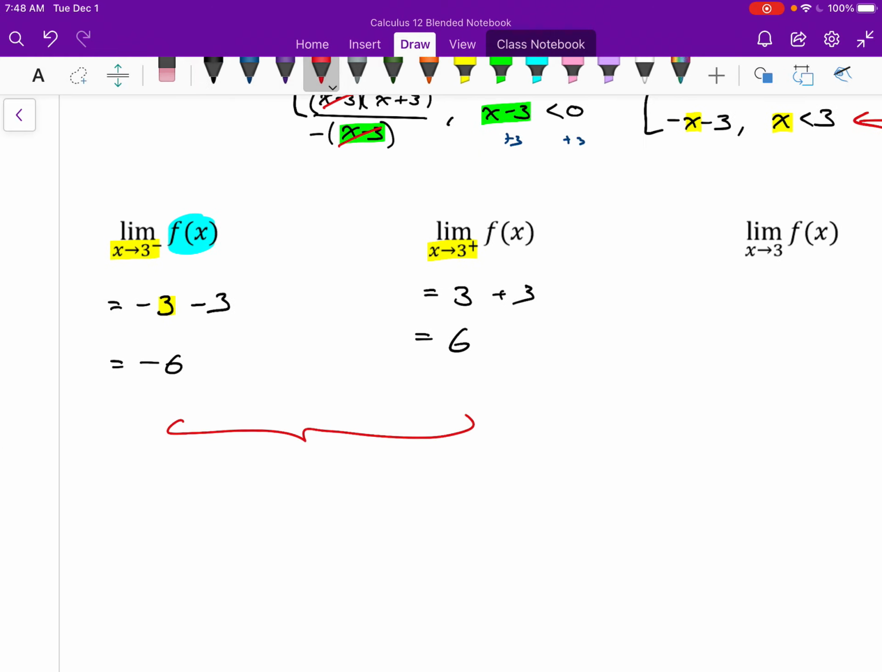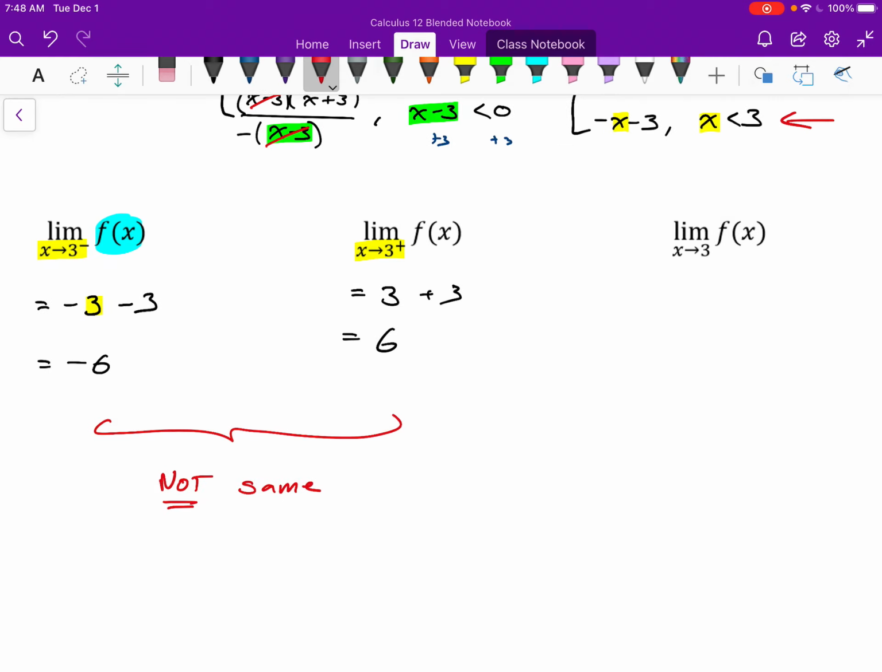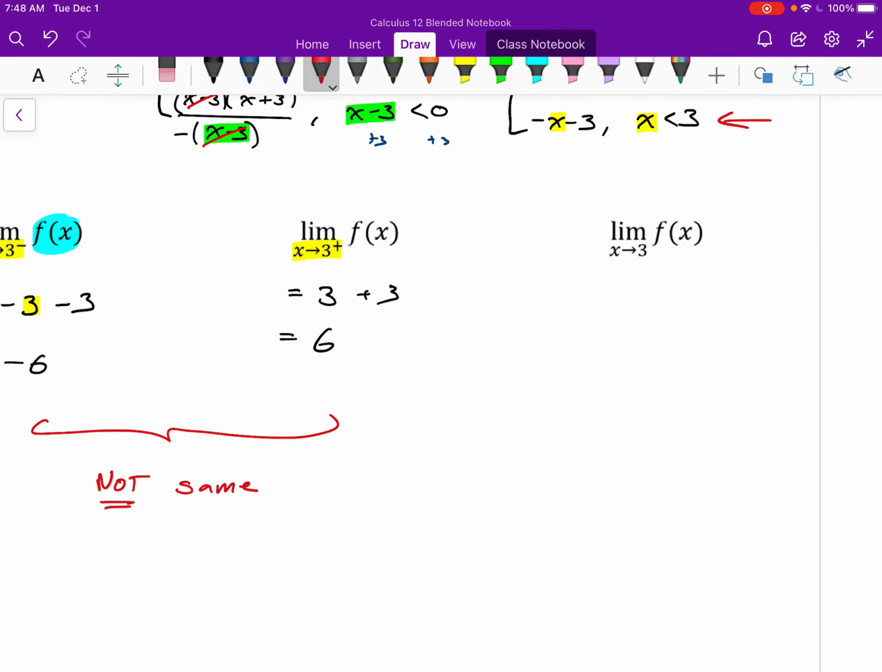So notice these are not the same, which means if I approach from the left and from the right, I approach different values, which means if I ask for the limit as we approach 3, I know this is going to not exist. So it does not exist.